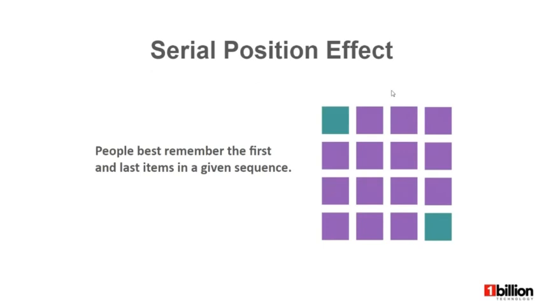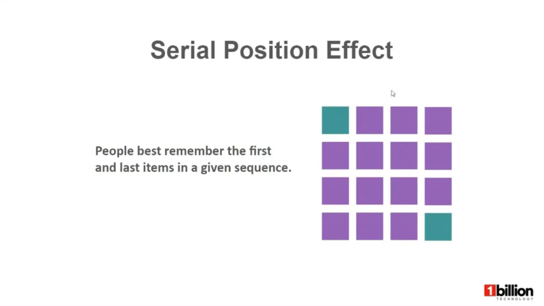Next one is serial position effect. Serial position effect is that people best remember the first and last items in a given sequence. The serial position effect is a psychological phenomenon that states that items at the beginning and items at the end of a list of information are more easily recalled than items in the middle. You remember the first item in a list because it is the first thing you see when you start scanning a page, and you remember the last item on the list because it's the last thing you see on a page, and it ends up in your short-term memory.